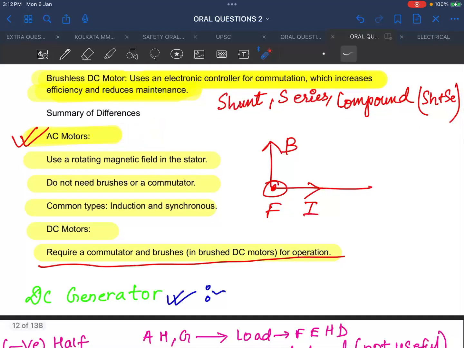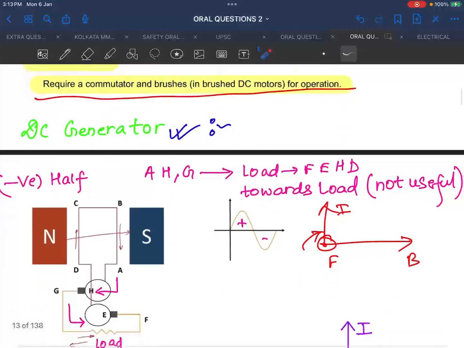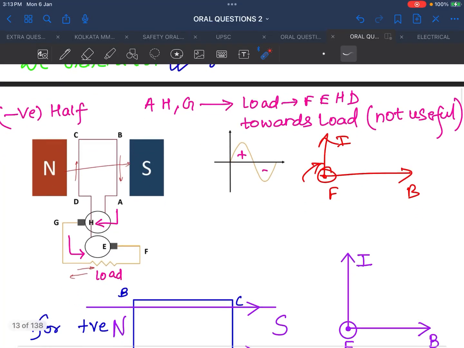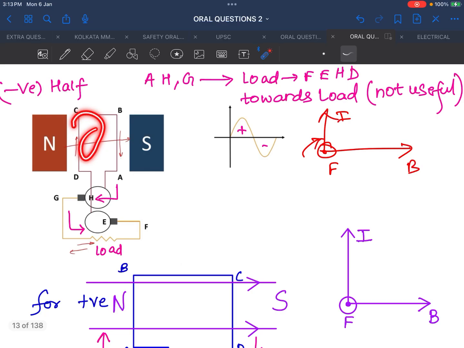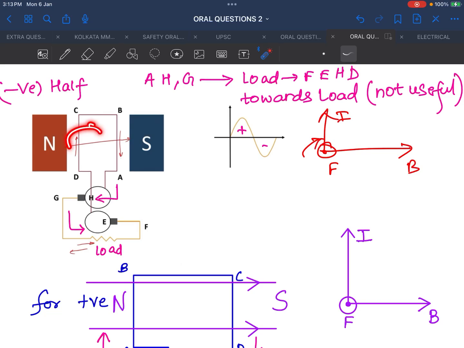I already explained how the AC motor works. I will explain in the next section. Now, the surveyor asked about the DC generator, and how the DC generator voltage is produced. Let's suppose this is a coil rotating in a magnetic field, with two permanent magnets, a north pole and a south pole. This is the rotating coil, this is the slip ring, and these are the carbon brushes.